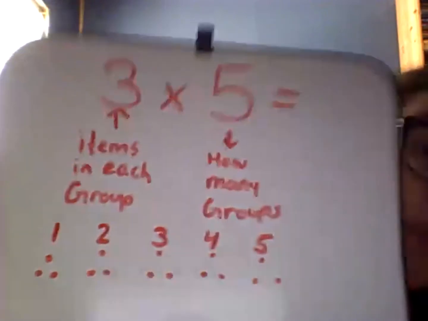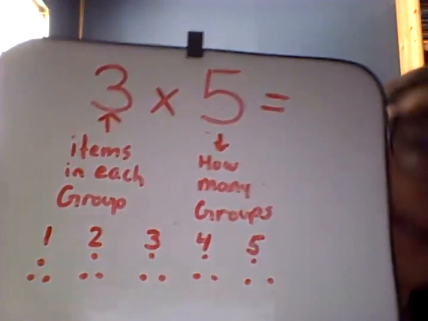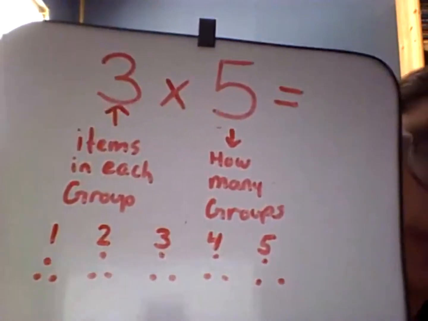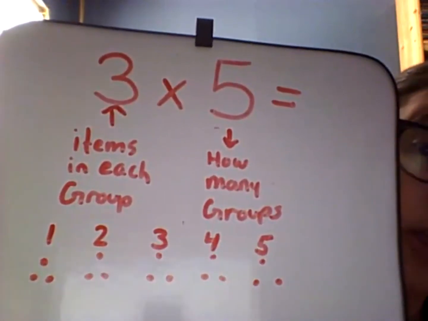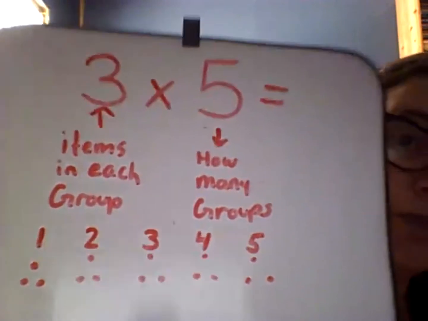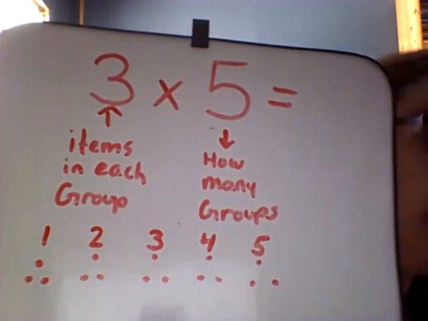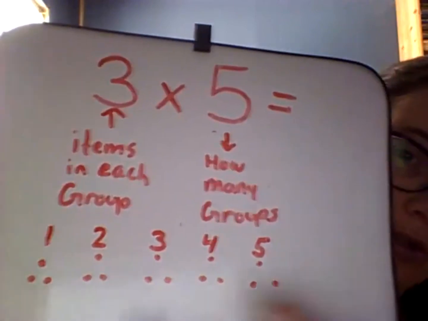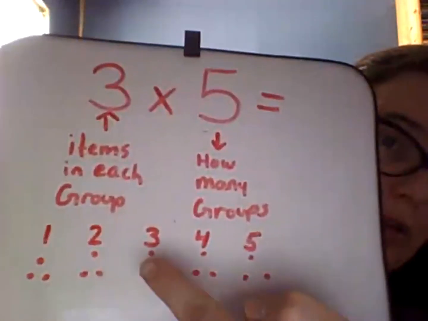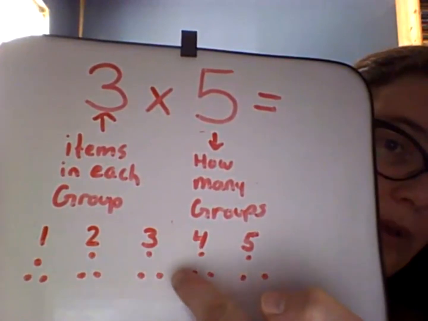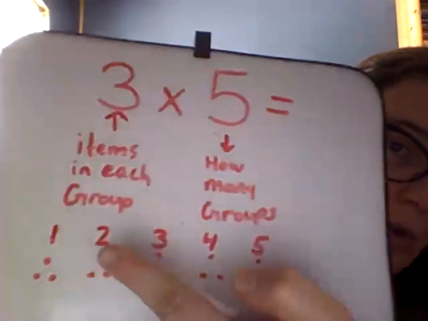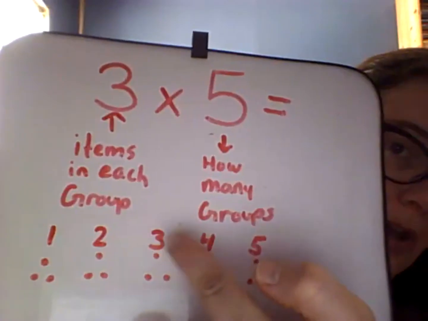Now, skip counting by 3s is not quite as easy for many of us as skip counting by 2s, but you can still try it. Or you can count up the numbers individually. So you can start 3, 6, 9, 12, 15, or 1, 2, 3, 4, 5, 6, 7, 8, 9, 10, 11, 12, 13, 14, 15 to get us our answer, which is 15.